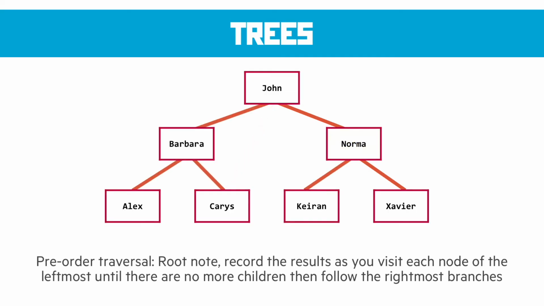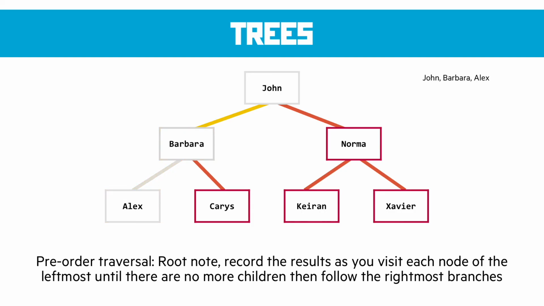Well, we've got pre-order traversal, and it's where we go from the root node, we record the result of each node we visit, and we go from the leftmost side first. So we start with John, and we write that down. We go left first, we got Barbara, we write that down. We go left again, we got Alex, we write it down. At this point, we've exhausted the left branches. So what we need to do is have a look at the right. That gives us Caris.